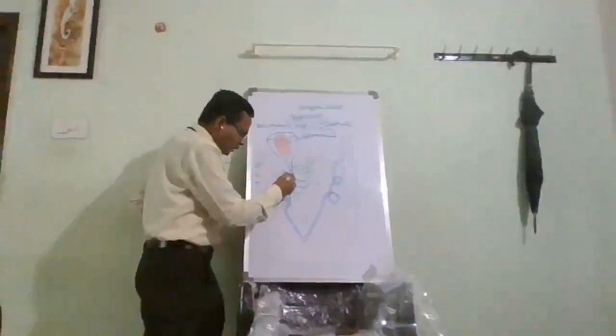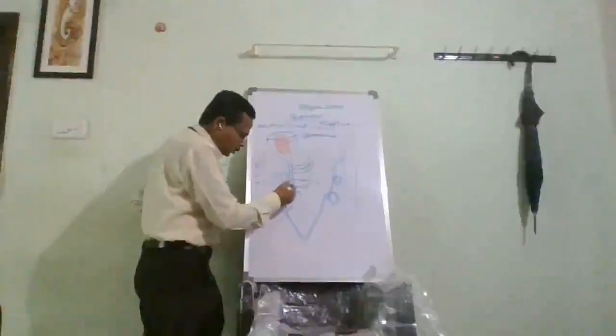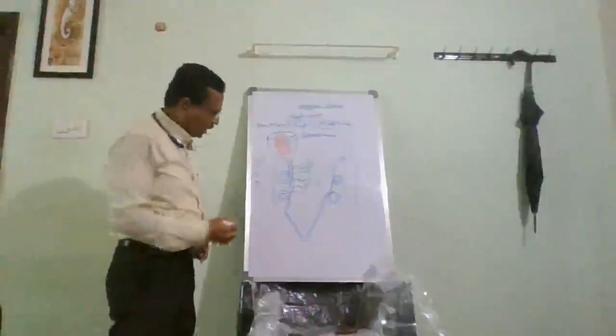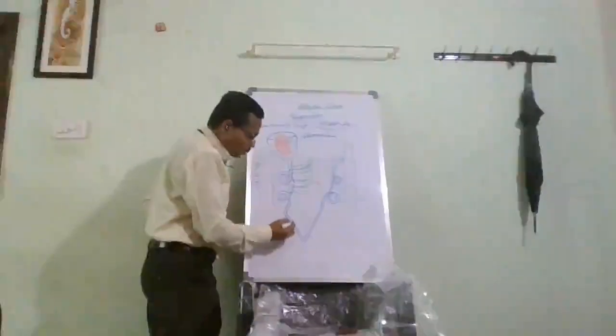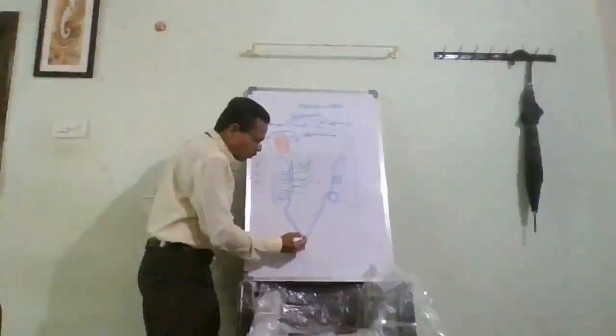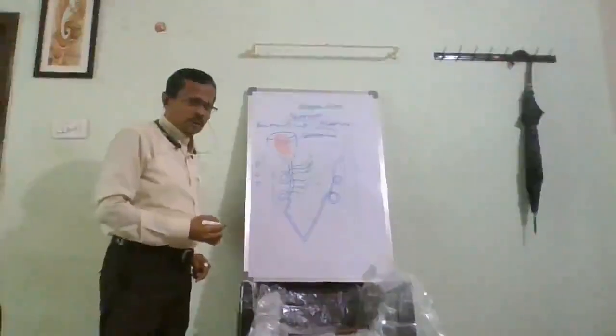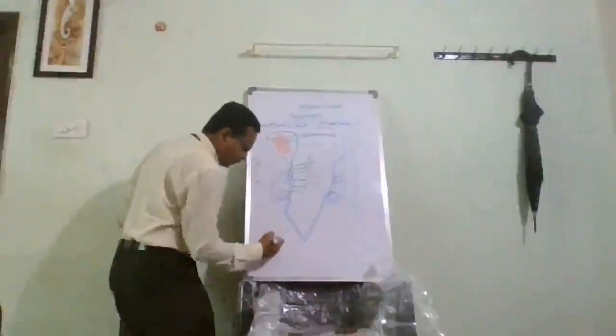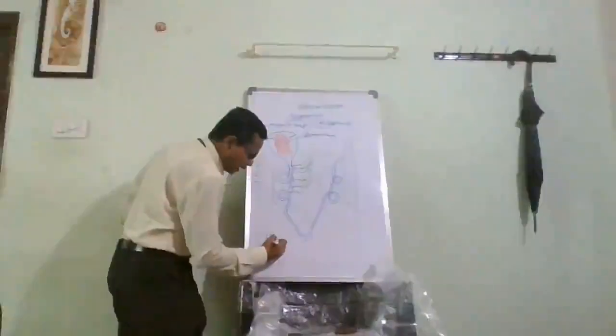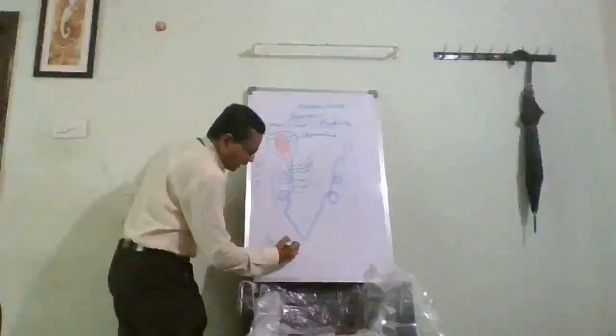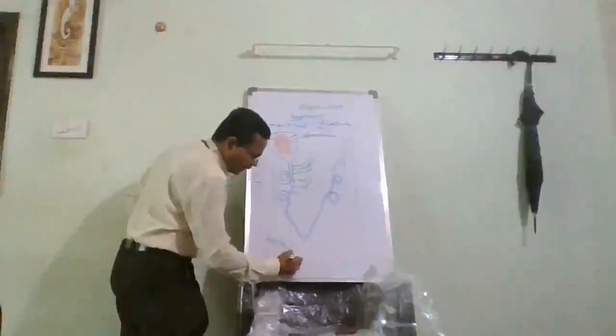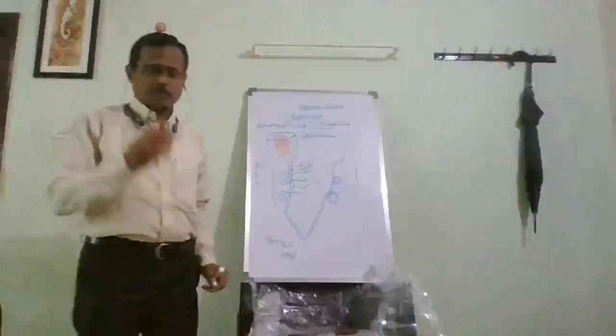Here, once the primary urine passes through the proximal convoluted tubule, it reaches down into a sudden V-shaped structure. This is called the loop, which was discovered by the famous scientist Henle. Hence it is called the loop of Henle, or Henle's loop.